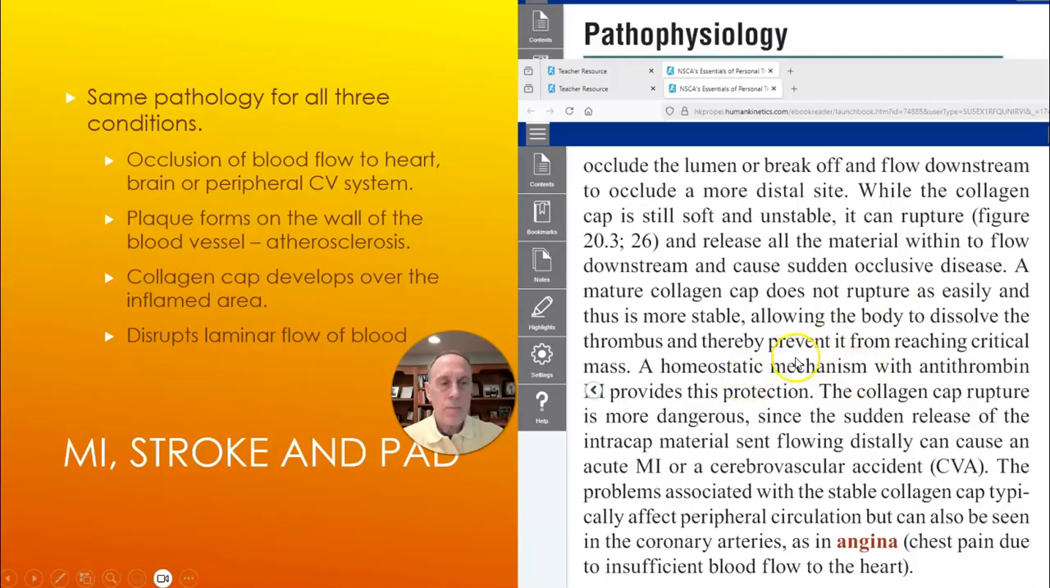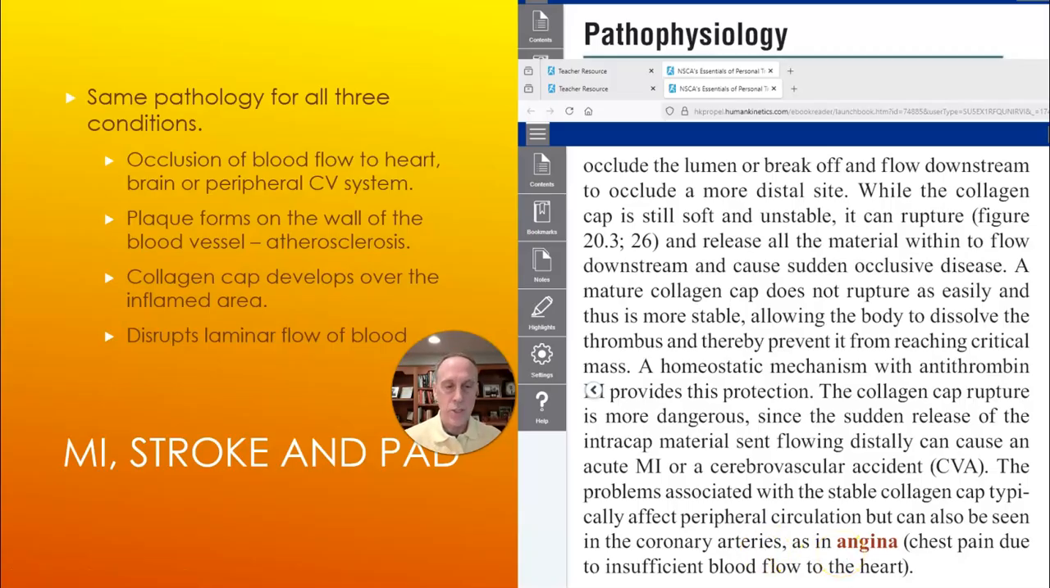Now, the collagen cap itself, I want to find this part here. When it ruptures, you have this release of this material, and sent flowing can cause an acute MI or cerebral vascular accident, which is a CVA. And you have individuals where if it goes into the heart, that causes blockage in the heart. Now, the heart requires blood flow, right? It requires circulation because the heart requires oxygen. It is a muscle after all. And when you have that blockage in the coronary arteries, you end up with angina.